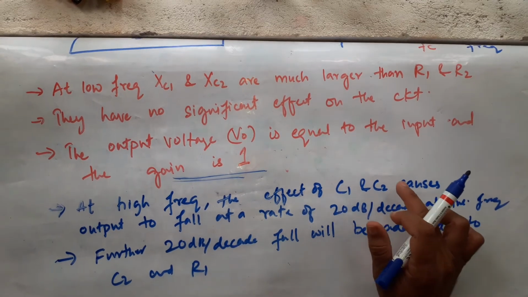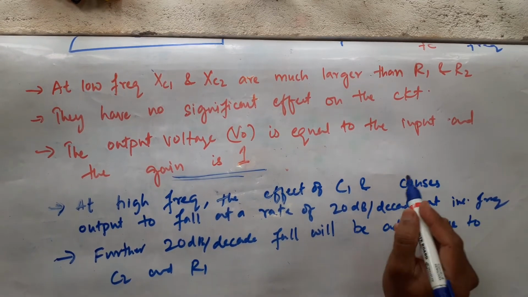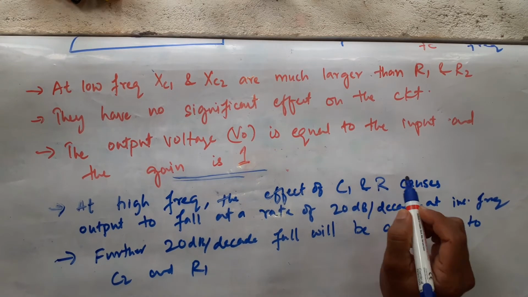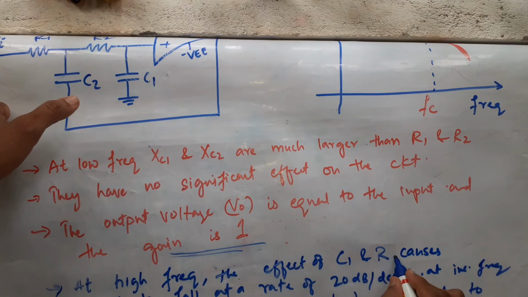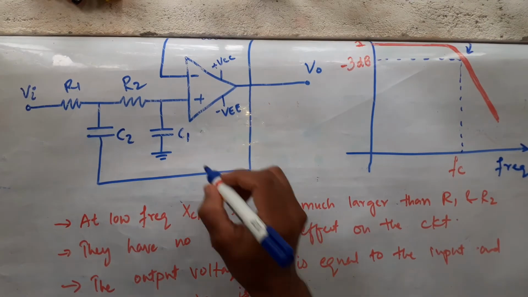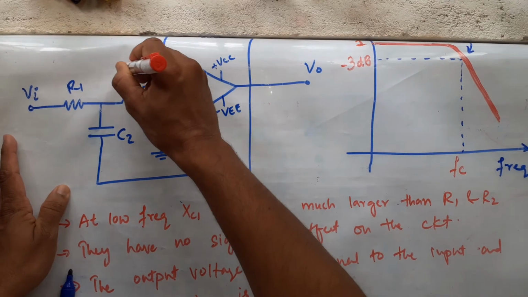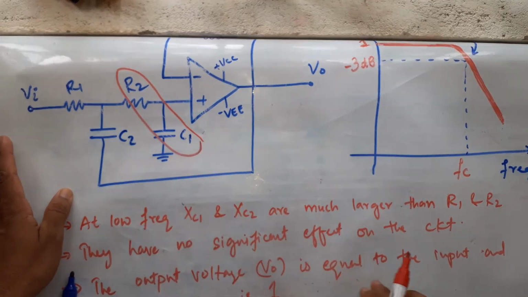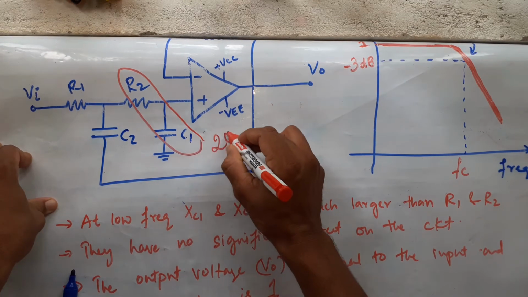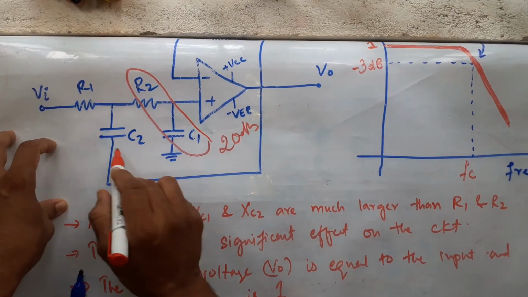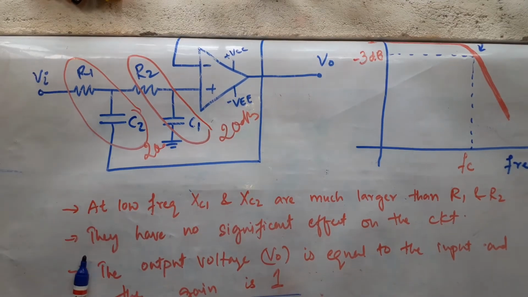Oh, sorry, I made a mistake here. This should be one resistor, right? Which resistor have I chosen? C1 and R2. Yes, the effect of C1 and R2 will contribute the first 20 dB, and R1 and C2 will contribute another 20 dB.